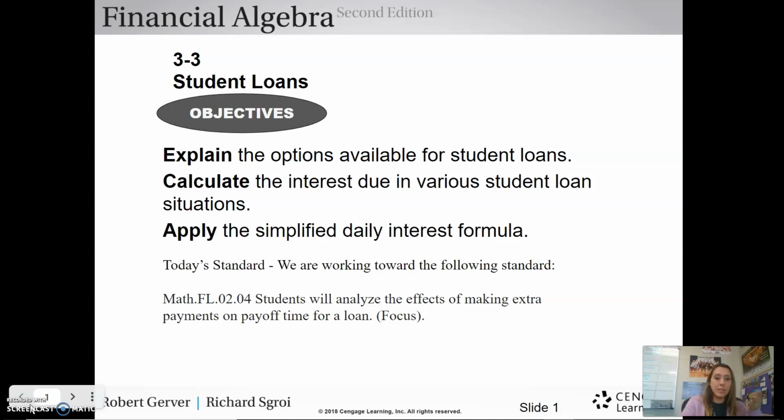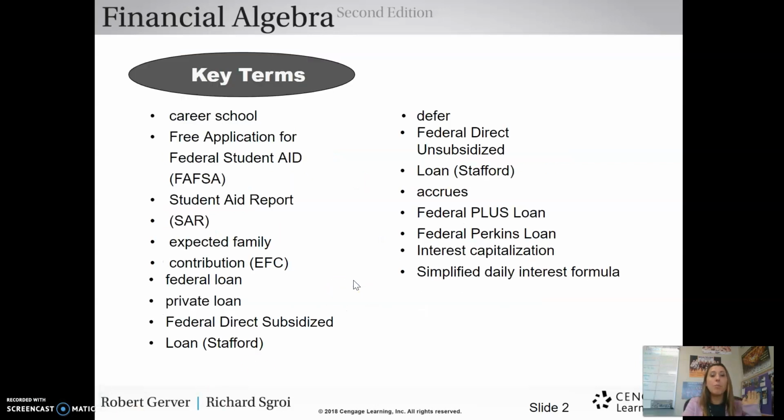So we're going to talk about this. These are the standards that we're covering. Most of this stuff is going to be review. We already know what direct subsidized and unsubsidized means, and federal PLUS. We did all of that learning in Unit 2 on student loans. So this is how that applies to what we're learning in Unit 3 for our credit.